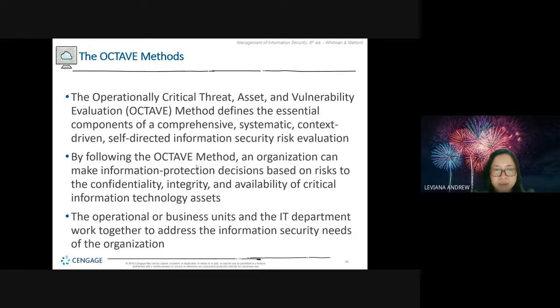Alternative risk management methodology, we have this OCTAVE method. Operationally Critical Threat, Asset and Vulnerability Evaluation method. It defines essential components of comprehensive, systematic, and context-driven self-directed information security risk evaluation. Okay, then based on confidentiality, integrity, and availability of critical information technology asset.